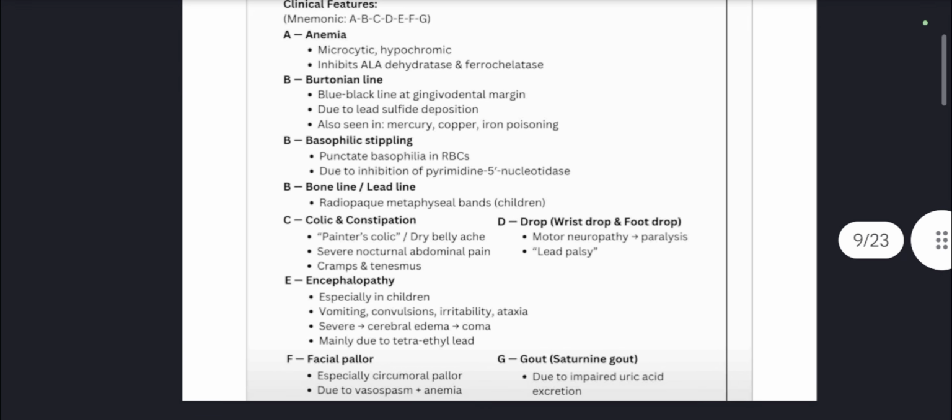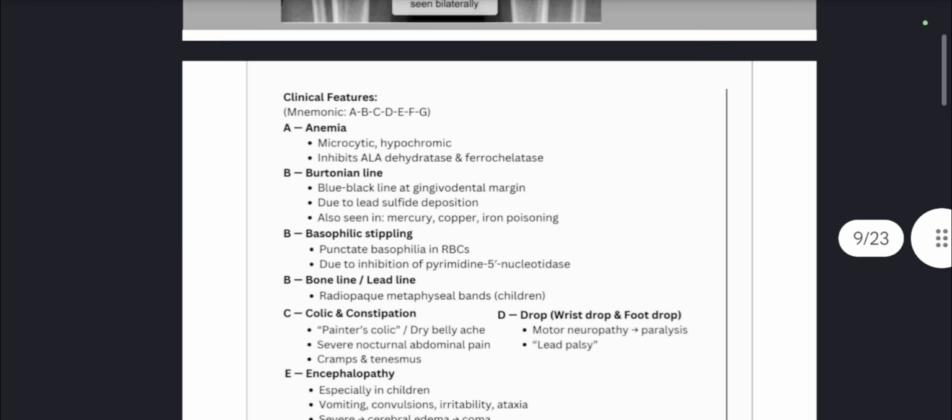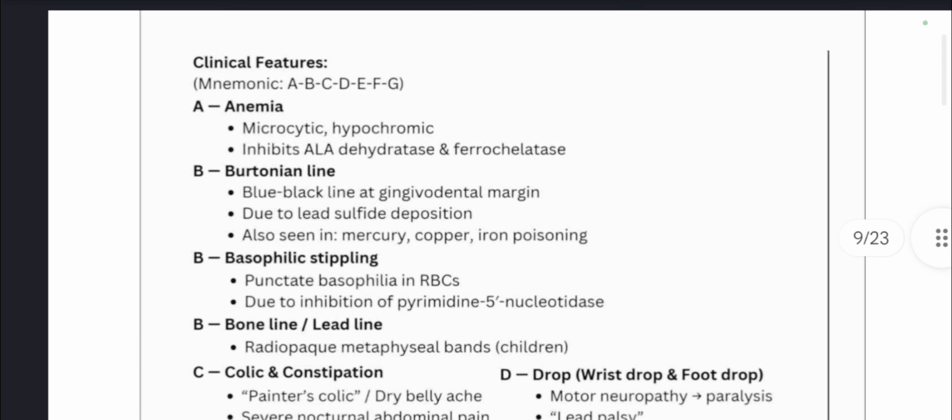Moving ahead and talking about the clinical features of lead poisoning. The very easy mnemonic is ABCDEFG. A stands for anemia, which is microcytic hypochromic. It inhibits ALA dehydratase and ferrochelatase, because of which there is anemia. Obviously, if there is no heme synthesis, there would be anemia.